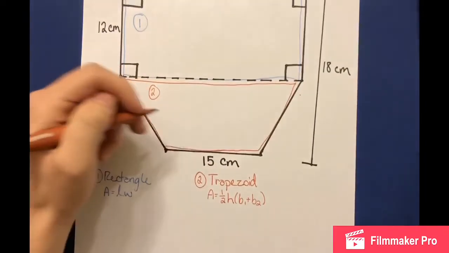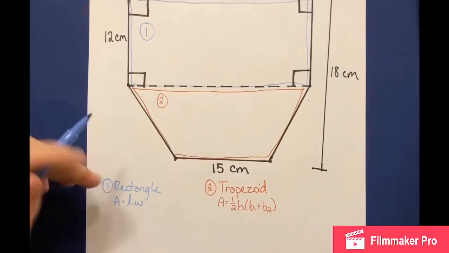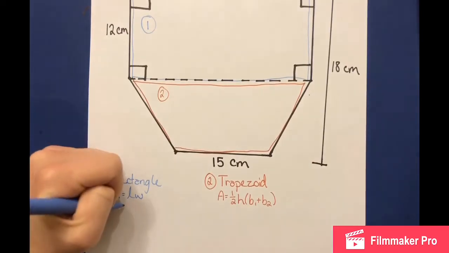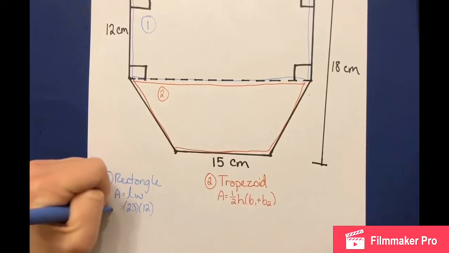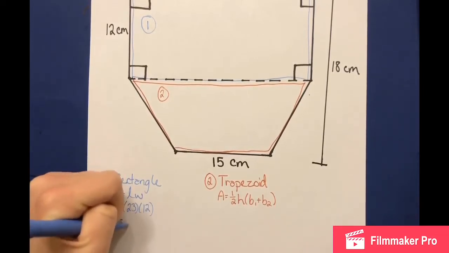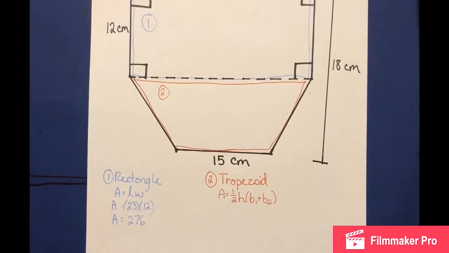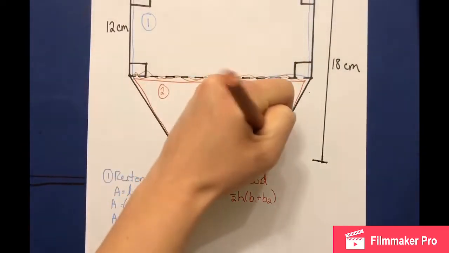Okay, so let's start with the rectangle. It's a little easier. You want to find length times width, and if you can see, it's 23 times 12. Then we're just going to multiply those, and we get 276. Okay. I go over here, I have trapezoid. Now trapezoid is 1/2 height times base 1 plus base 2. The bases are the ones that are parallel. So these two are my bases, okay?